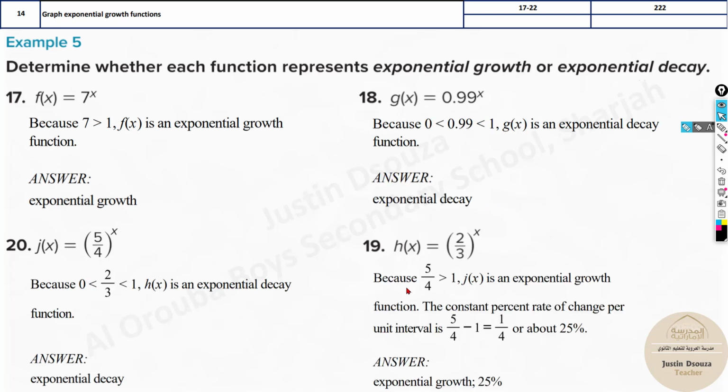Now you will see over here, growth, decay. I'm sorry, I just realized one thing. I have swapped the answers. This is supposed to be the answer for this. This is decay, 2/3, and this is growth, 5 by 4, which is 1.25.